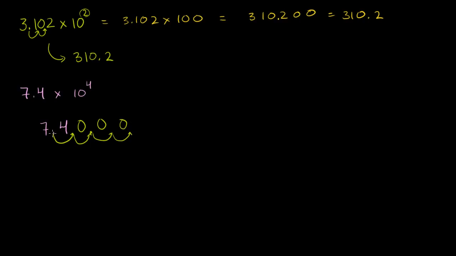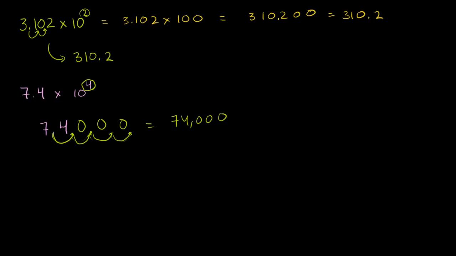Notice I just took this decimal, went 1, 2, 3, 4 spaces. So this is equal to 74,000. And when I had 74 and I had to shift the decimal 1 more to the right, I had to throw a 0 here. I'm multiplying it by 10. Another way to think about it is I need 4 spaces between the leading digit and the decimal. So right here I only have 1 space. I'll need 4 spaces. So 1, 2, 3, 4.